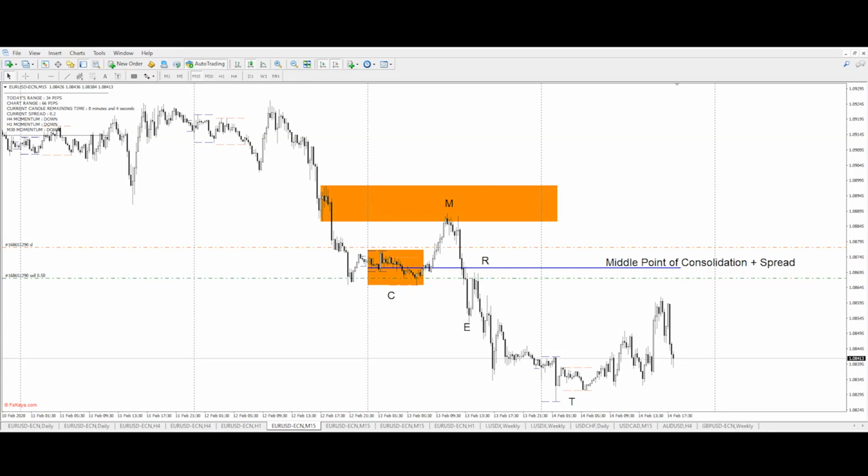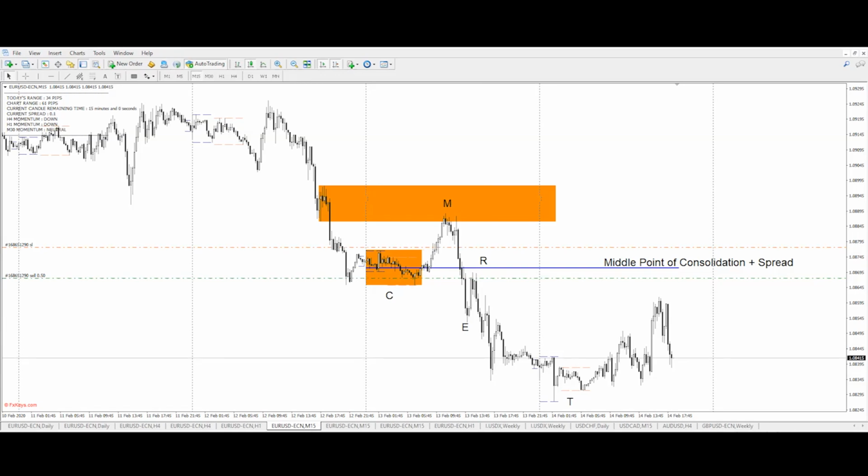And so it comes back as I expected on the retracement. And all I did was put my stop loss 1 pip above the consolidation. Now, are there times where it breaks through the consolidation and then goes all the way back up here? Yes, that is very possible.